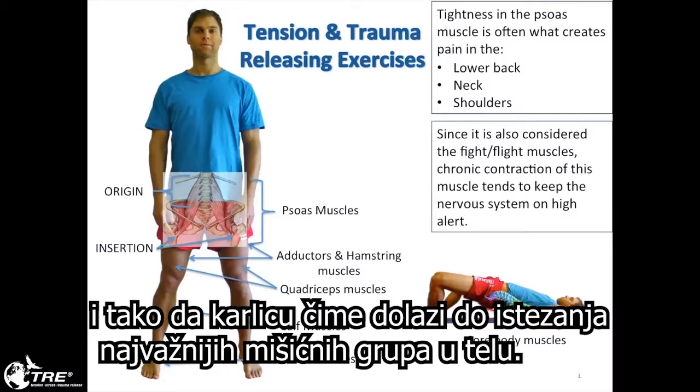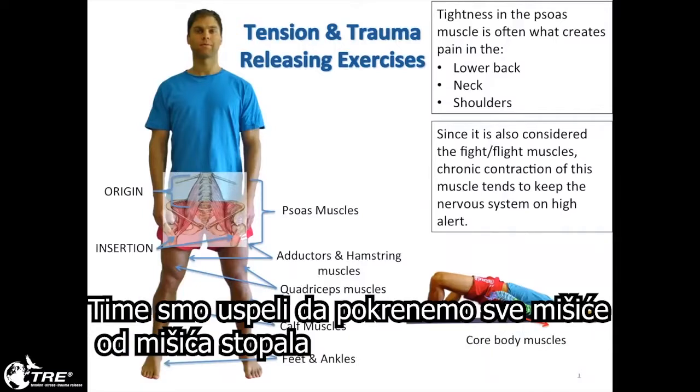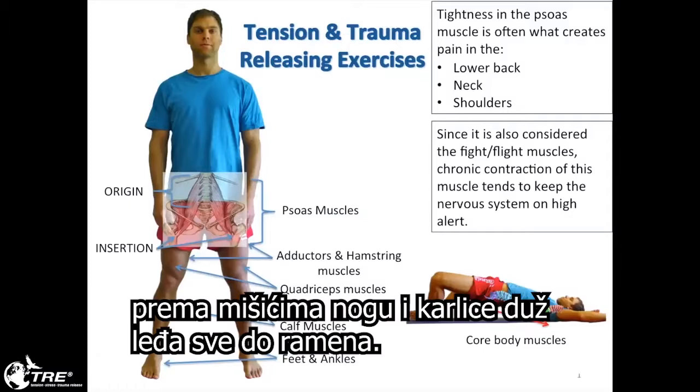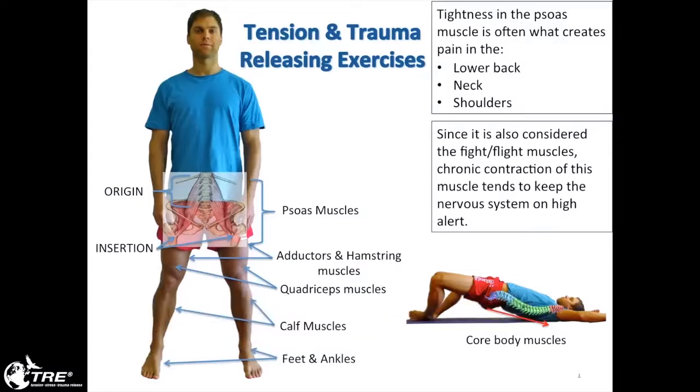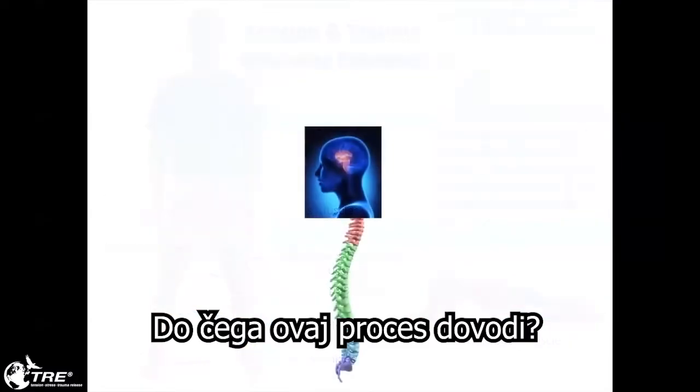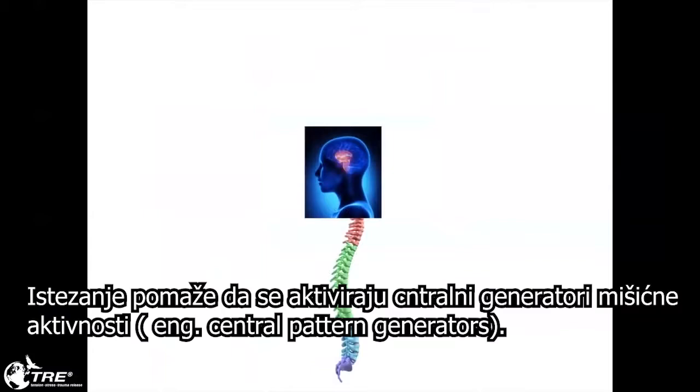After we have exercised these particular muscle groups, the last exercise is to lay on the floor and pick up the pelvis, which stretches the core body muscles. So that now we've moved all of the muscle groups from the feet all the way up through the legs, pelvis, and into the back and up to the shoulders. Now, what does this produce? The stretching helps to activate what's called central pattern generators.